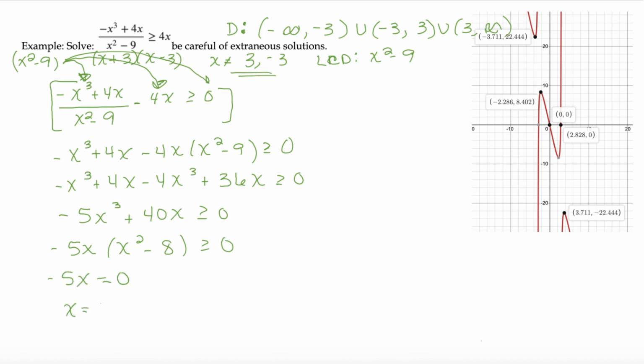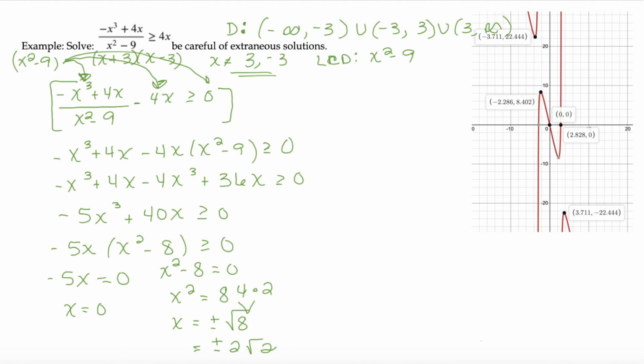So far x is equal to 0. 0 is in our domain, so that is a good sign. I also will have x squared minus 8 is 0. So x squared is positive 8, and x is plus or minus the square root of 8. I know I can simplify the square root of 8 into 4 times 2, and the square root of 4 is 2 with square root 2 left over.